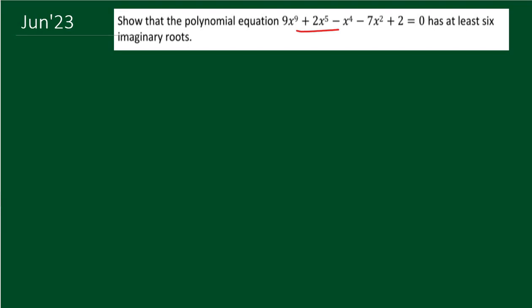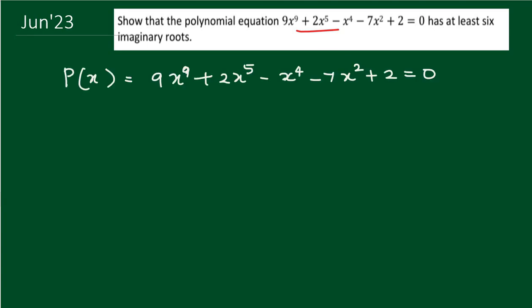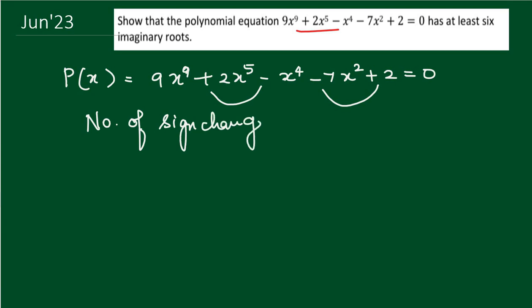Show that the polynomial equation has at least 6 imaginary roots. So we are going to use the Descartes rule. Now let us see the change of sign from plus to minus. Here plus to minus 1 sign change, minus to plus 1 sign change. So number of sign changes is equal to 2. Number of sign changes for p of x is equal to 2, so it has 2 positive roots. The given equation has 2 positive roots.